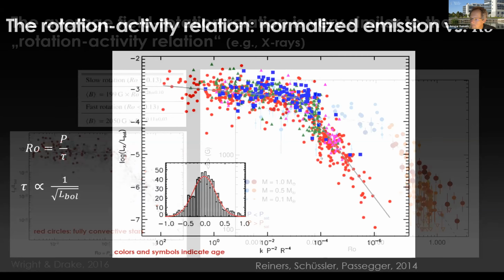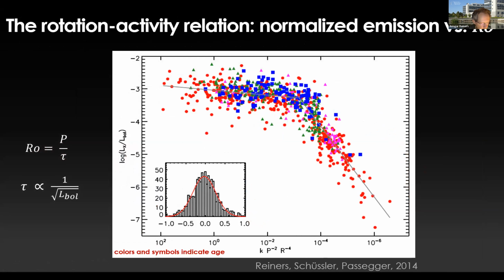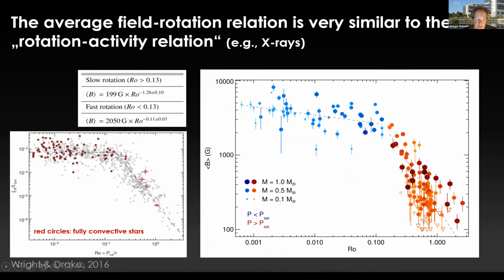Okay, so I would like to briefly remind you of the rotation activity relation that we've known. I'm showing the same plot as before. Let me go back one second. So this plot here, Lx over L bol over rho, this is essentially what we've seen here as the rotation activity relation, and that resembles this plot on the right hand side.